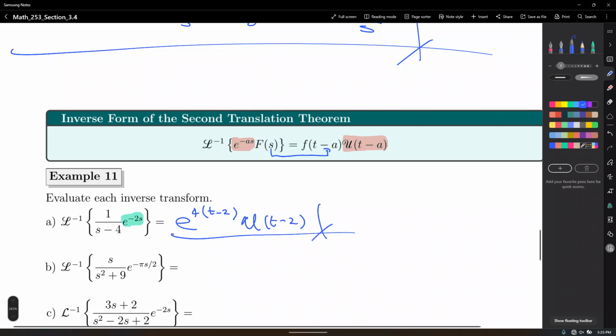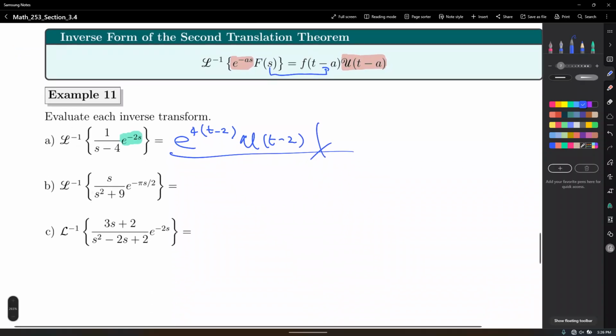Remember when we were preparing these functions to be transformed, we needed to make sure that whatever was being multiplied by a unit step function had the same translation as the unit step function. Well, the end result is the same. Go back to a prepared function, find its transform, and get the same result. Now find the transform of this function using the second translation theorem, and you're going to get the same result.